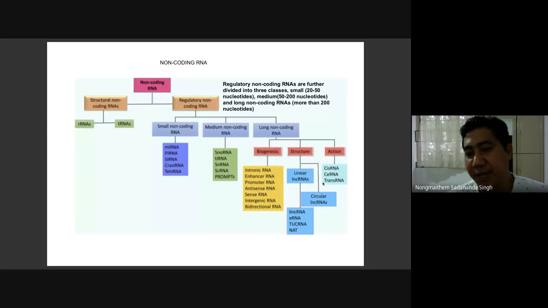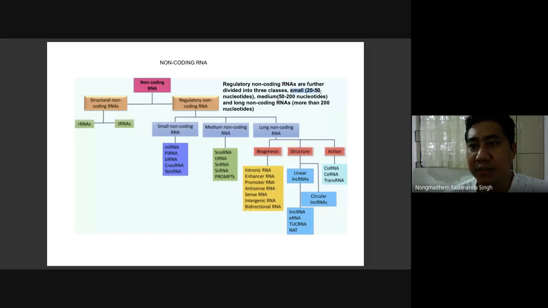And one of the papers, a review on circular long non-coding RNAs, has been shared with you. So today, we'll just start with long non-coding RNAs. Before we go ahead, the regulatory non-coding RNAs are divided into three classes, depending on the size.